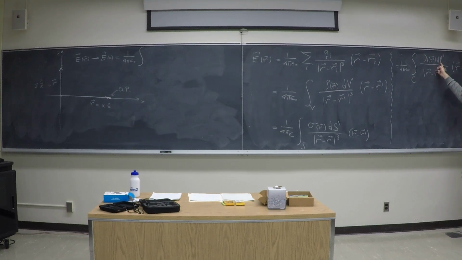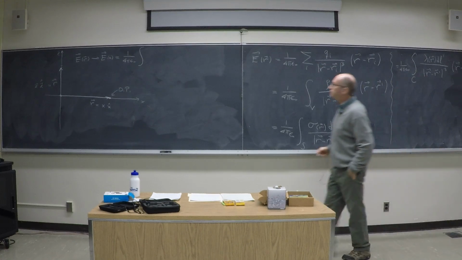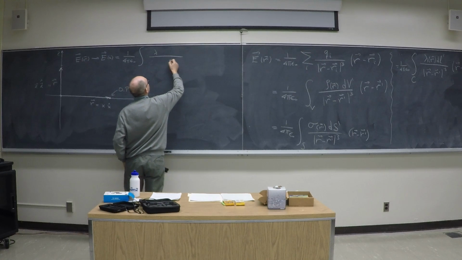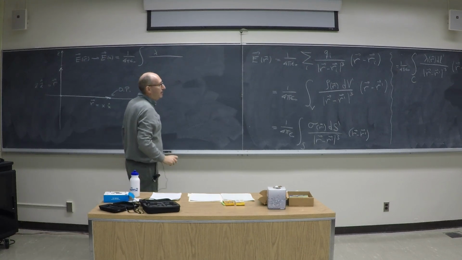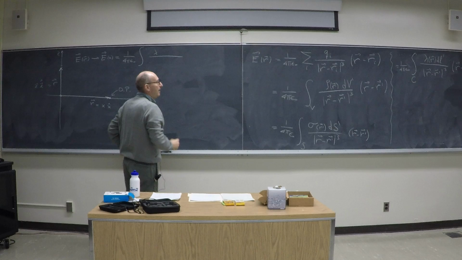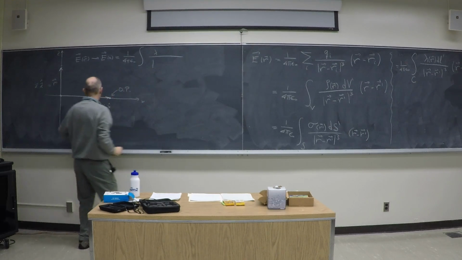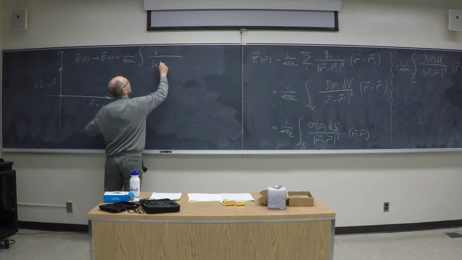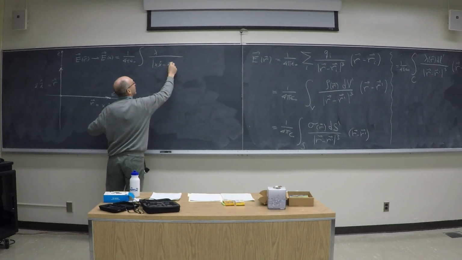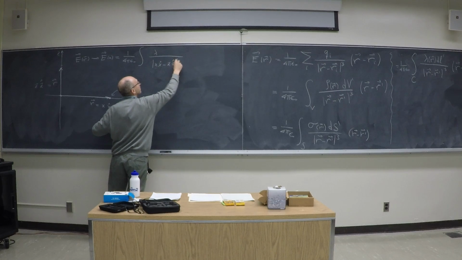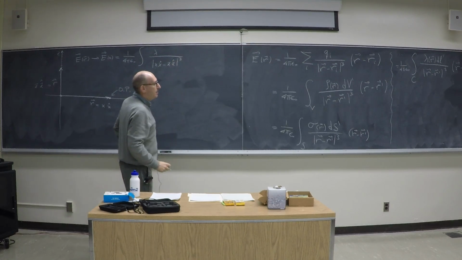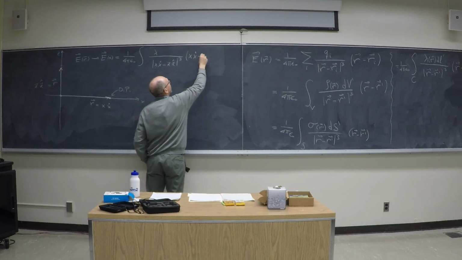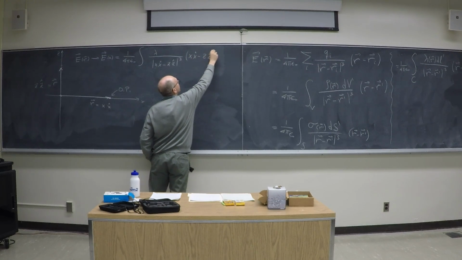So we have lambda dl prime divided by, let me put the dl prime at the end, the magnitude of r minus r prime, which is x x minus r prime, cubed, times r minus r prime, which is x x minus z z. All right?